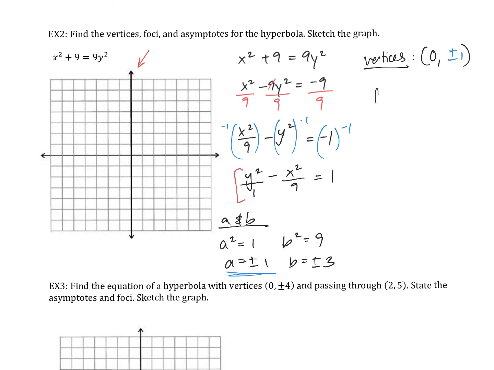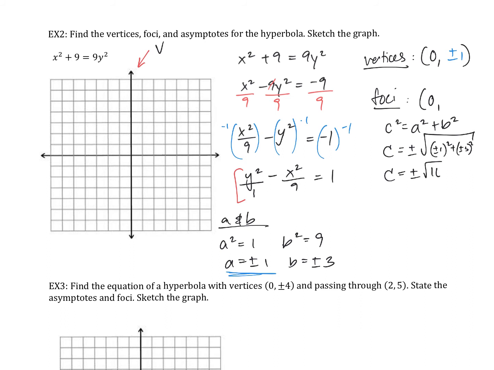Now what's next? The foci. Okay, so the foci, once again, since we're focusing along the vertical axis, we'll be looking at y values, and the foci comes from, how do we find that? We've got to do c squared equals a squared plus b squared. So c is going to equal plus or minus the square root of plus or minus 1 squared plus plus or minus 3 squared. So c is going to equal plus or minus, and simplifying that out, we get the square root of 10.